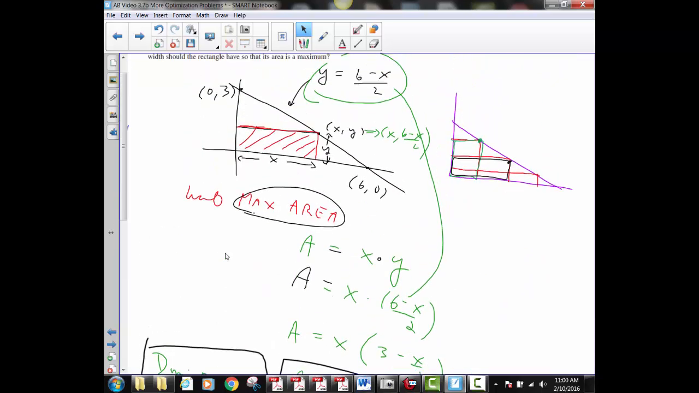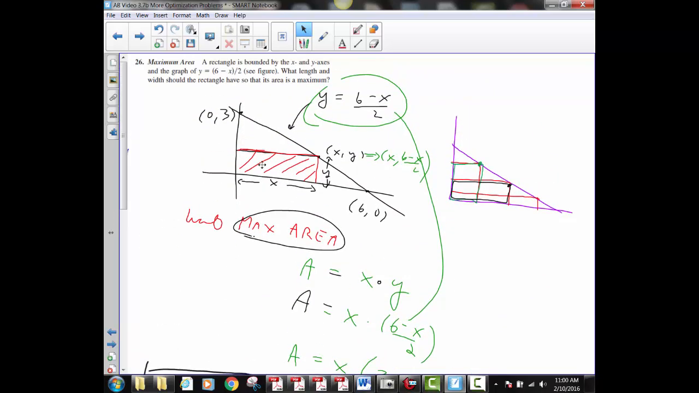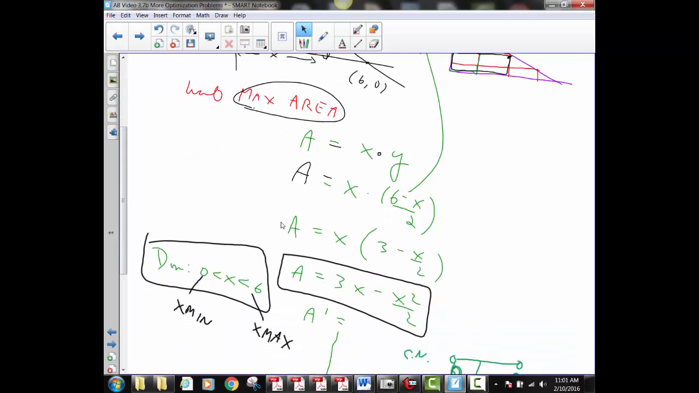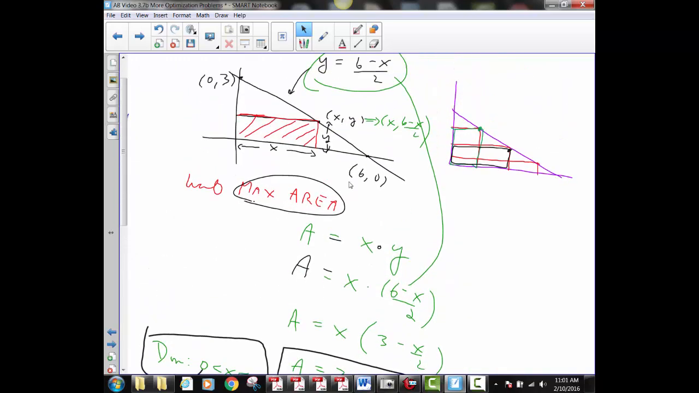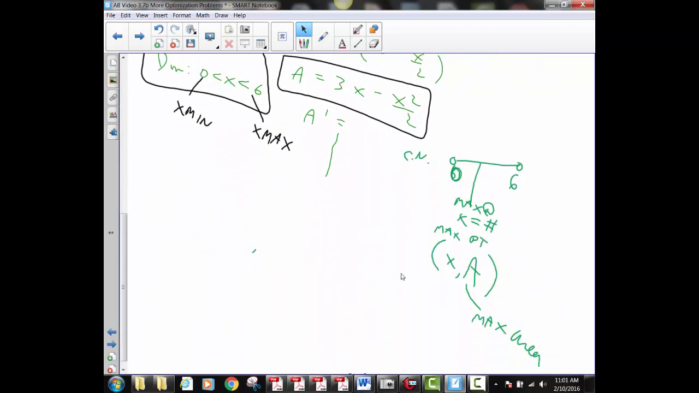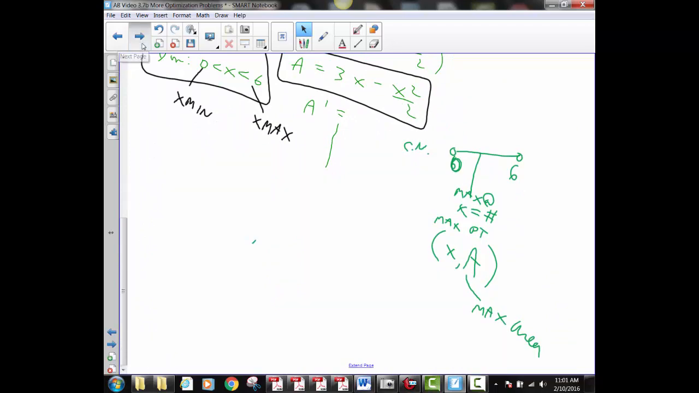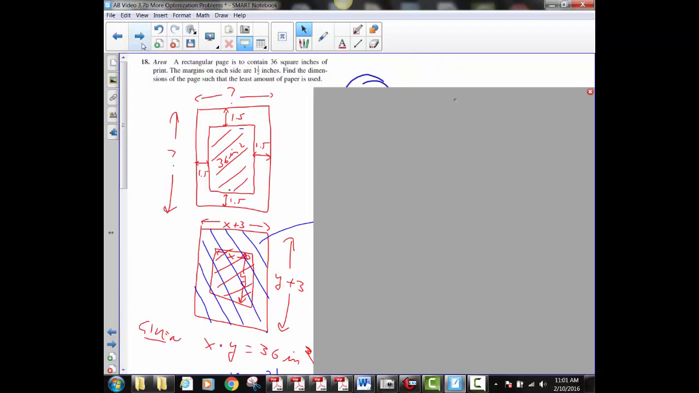As far as the domain, x would have to be positive because it would have to lie in the first quadrant, and the maximum thing x could be, since this intersects the x-axis at 6, it would have to be less than 6. Okay, so now I'm more interested in just setting up the function and figuring out the domain. You should be able to take it from there.